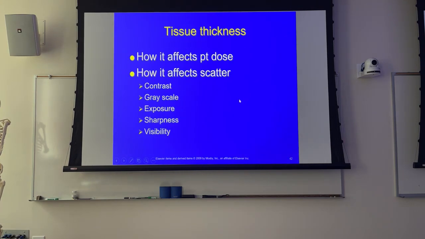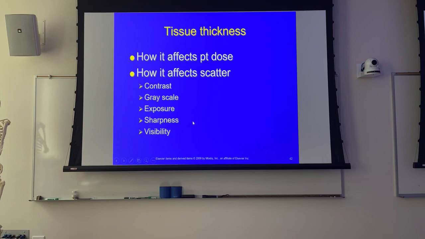Okay, so I think we've hit all of that. Just running through it real quick. How does it affect contrast? Not a whole lot. Grayscale, still not a whole lot. Exposure decreases as thickness goes up. Sharpness, well, you do actually have some changes in sharpness because you may have some increases in OID, right? Absorption, blur, and all of that comes into play, the things that we talked about in the last section.